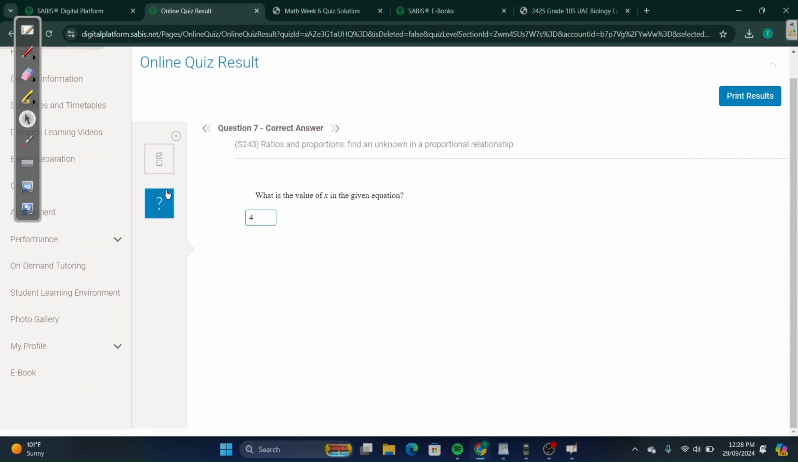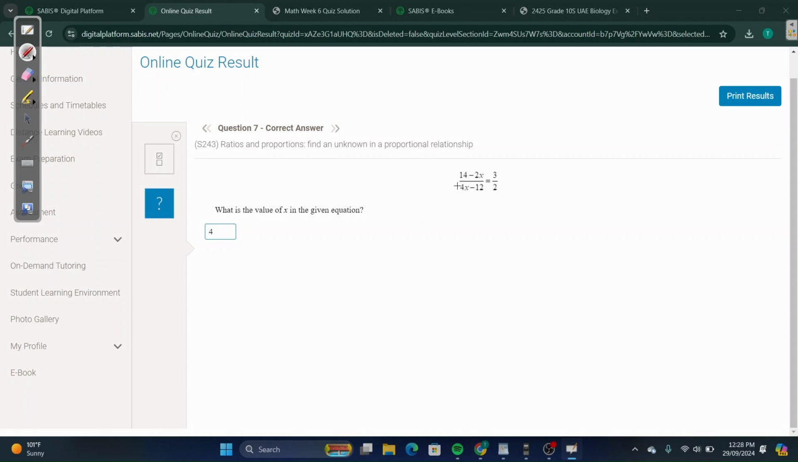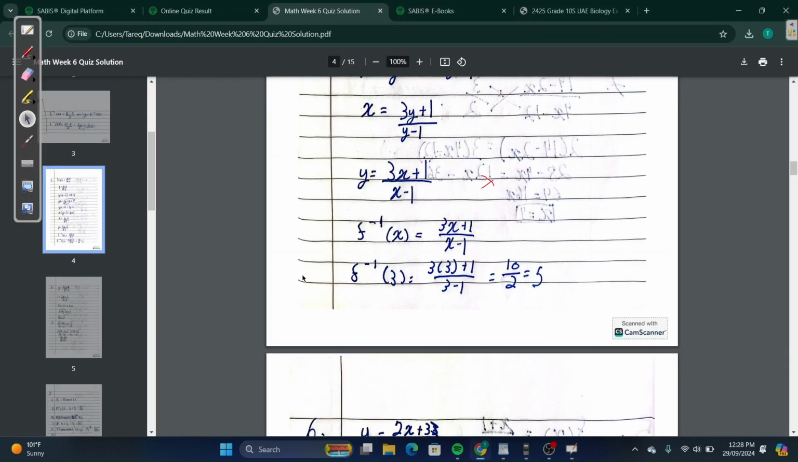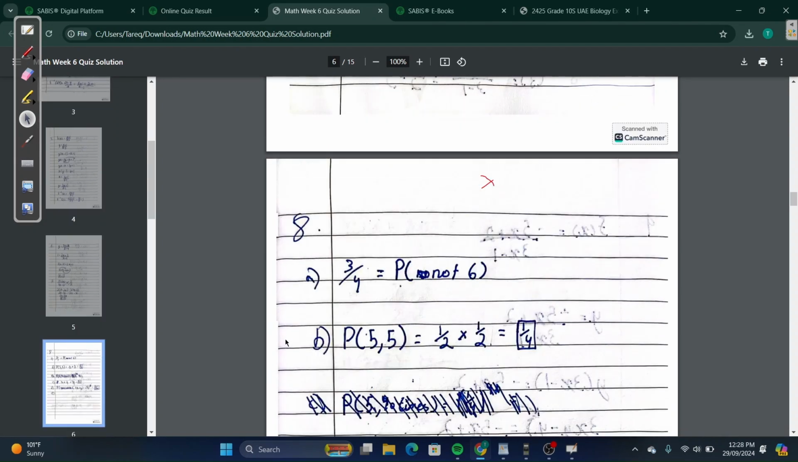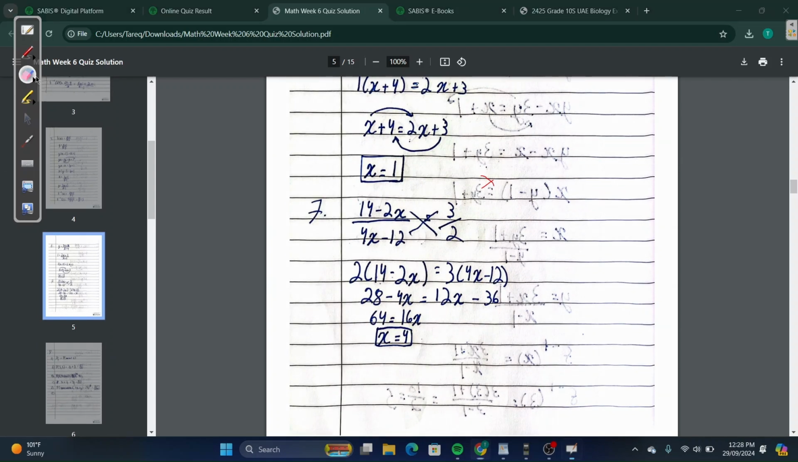Question 7. What's the value of x in the equation? Okay, this one you cross multiply. So this is multiplied by 2 and all of this multiplied by 3. I'm going to go to the copybook solution for the rest of this. Where does that cross multiply here? 7. There we go. Okay.